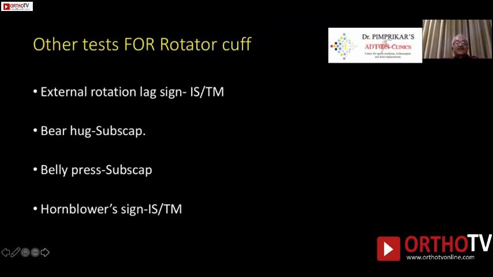There are certain other tests which can be done for rotator cuff, which are external rotation lag sign, a bear hug test for subscapularis, belly press test again for subscapularis. This is especially true when the patient cannot do abduction and external rotation or internal rotation as in adhesive capsulitis. I think belly press test would be the test which one would do for subscap rather than doing a lift-off test. And there is a hornblower sign which is specifically positive for teres minor and infraspinatus.